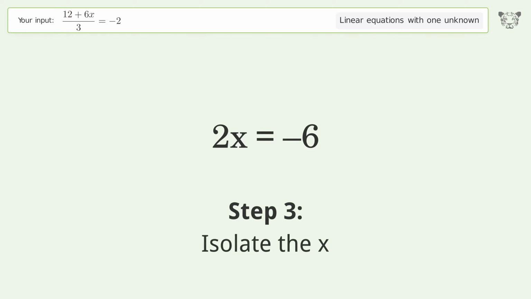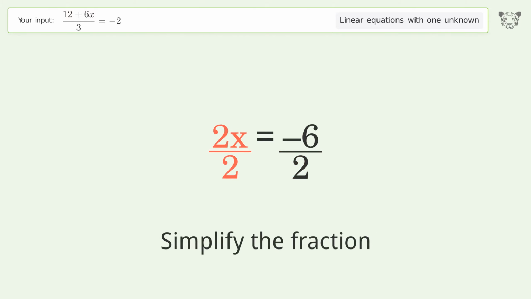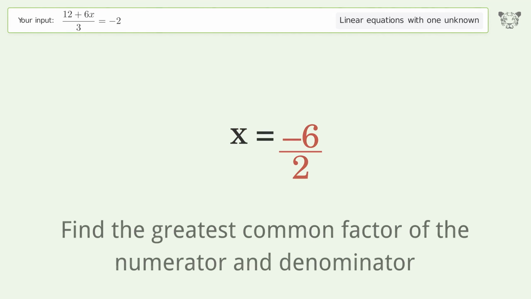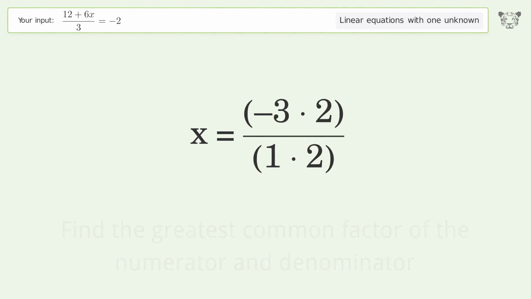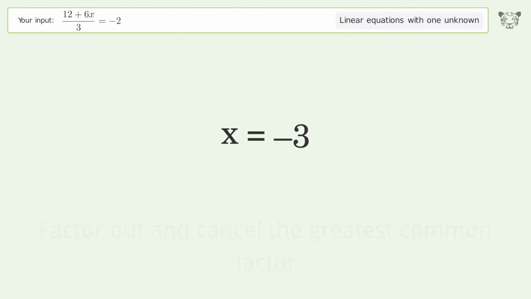Isolate the x. Divide both sides by 2. Simplify the fraction. Find the greatest common factor of the numerator and denominator. Factor out and cancel the greatest common factor. And so the final result is x equals -3.